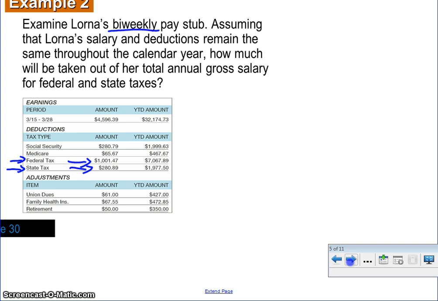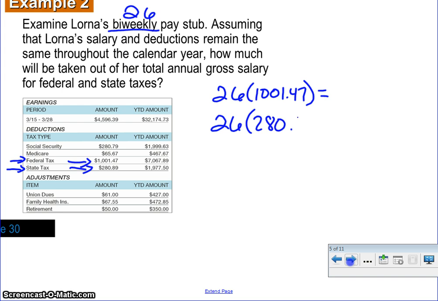That she is paid biweekly is important. We need to know how many paychecks she receives each year. And for biweekly, it's 26 checks. So we're going to take 26 and multiply by the $1,001.47. And we're going to take the 26 checks and multiply by the $280.89.